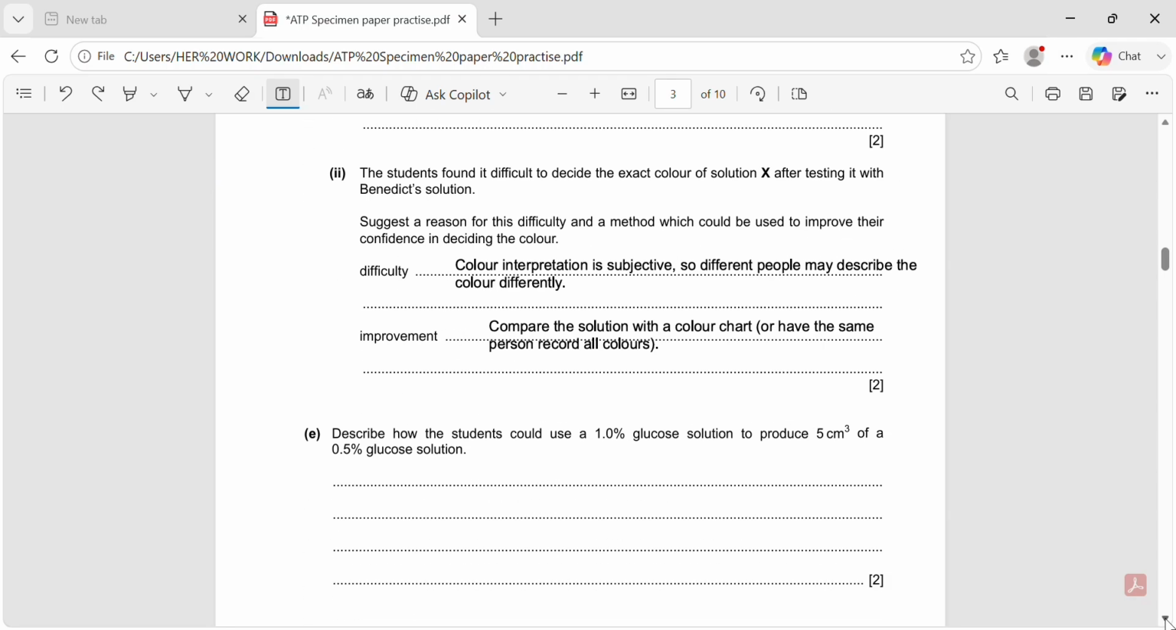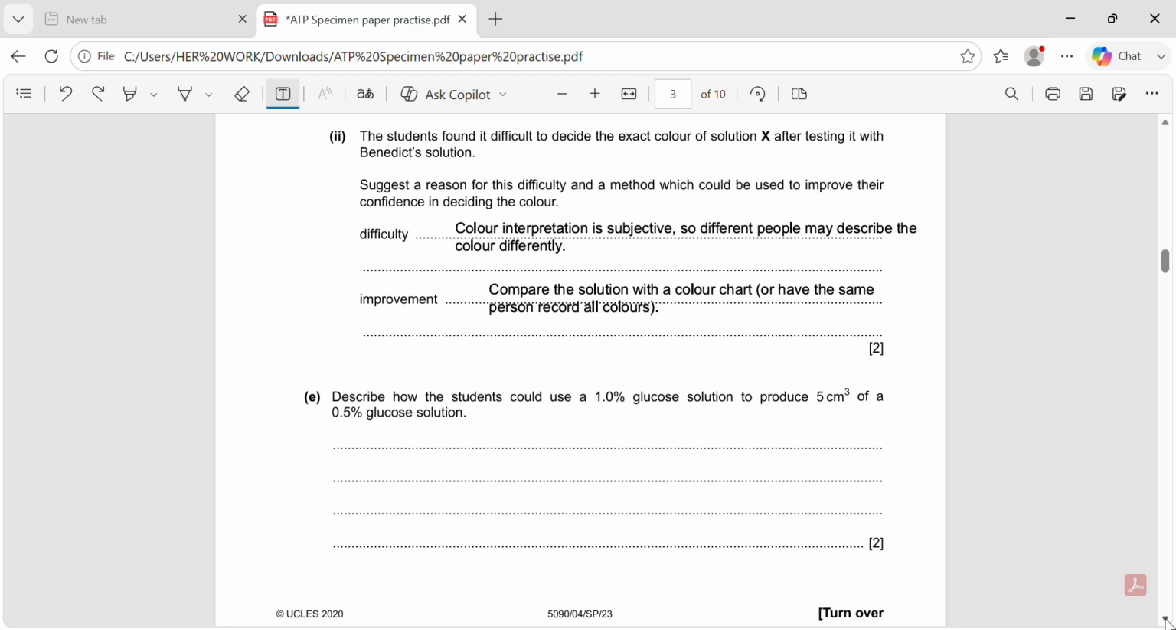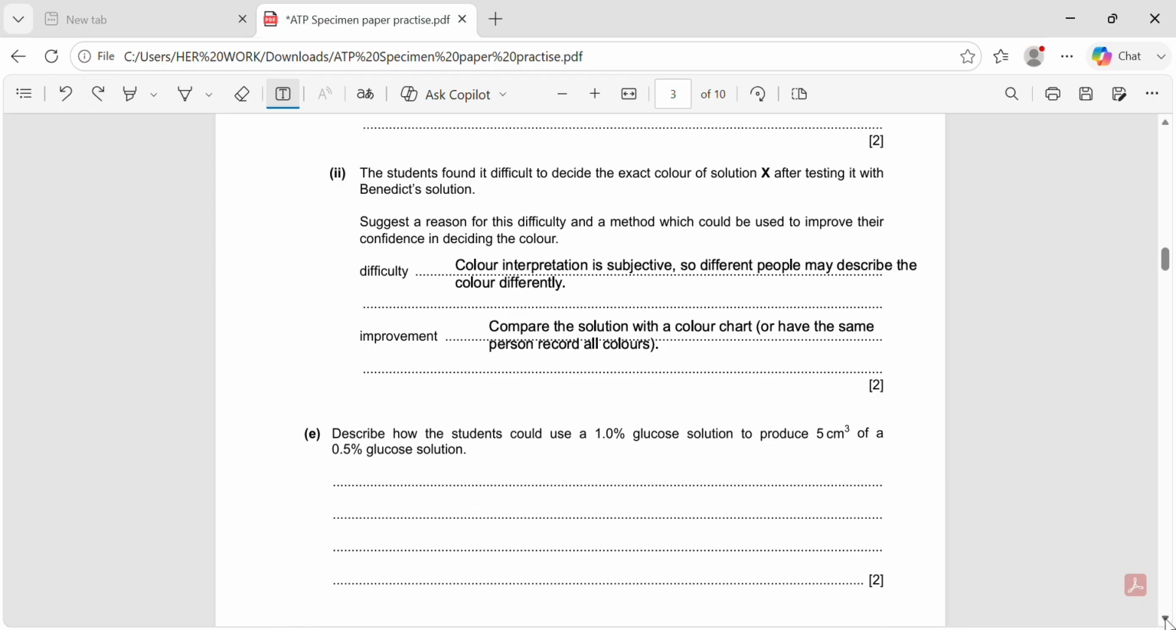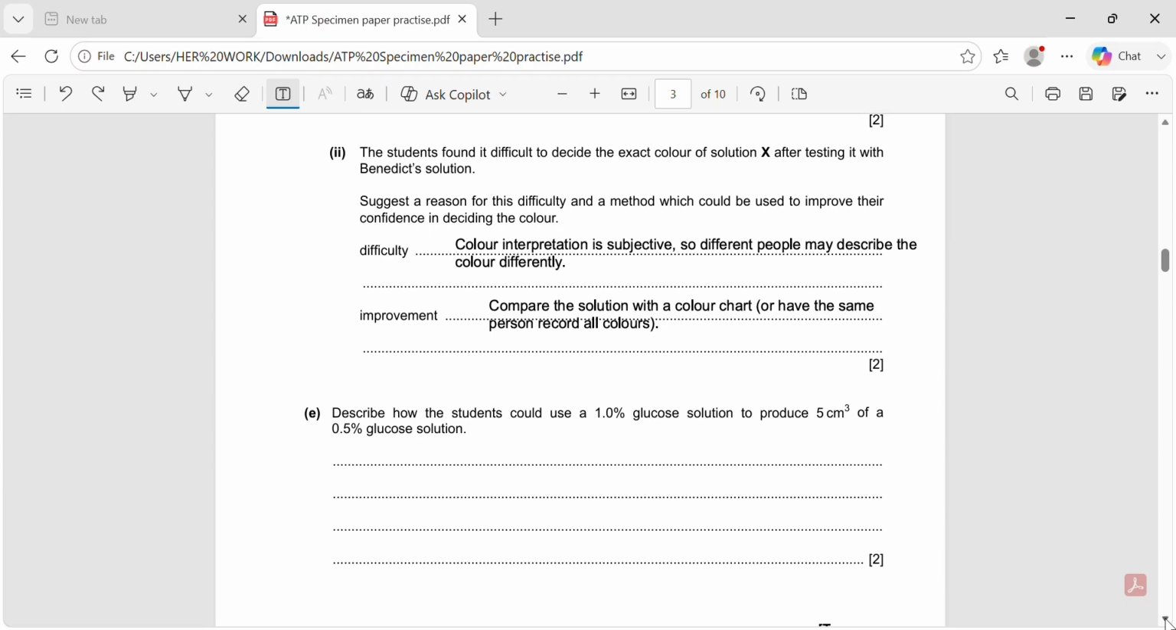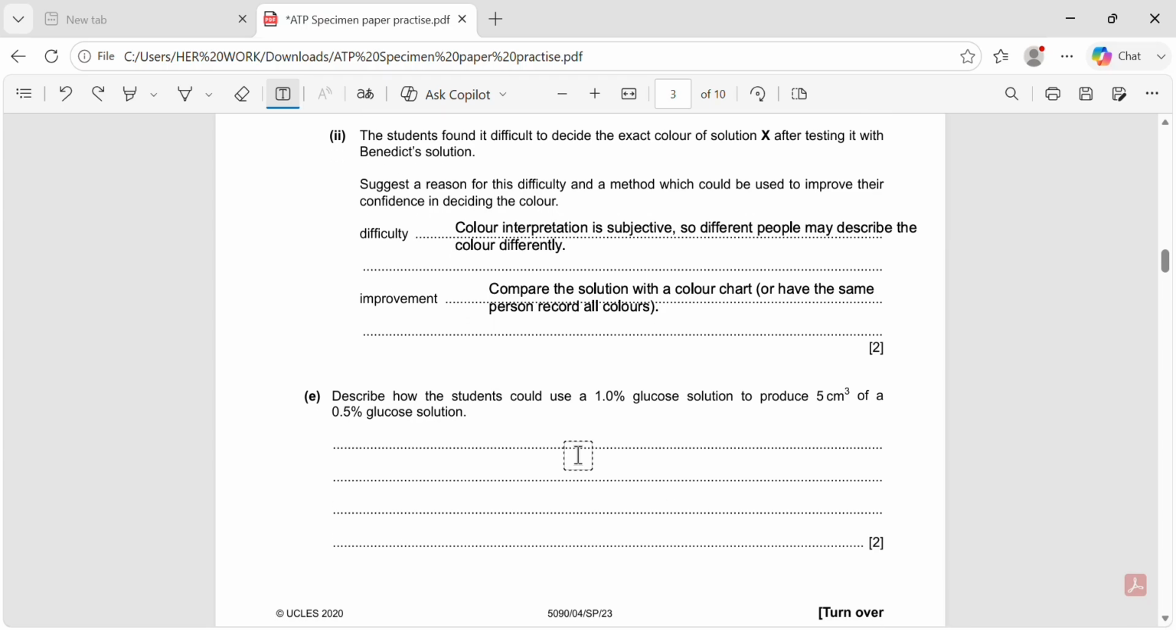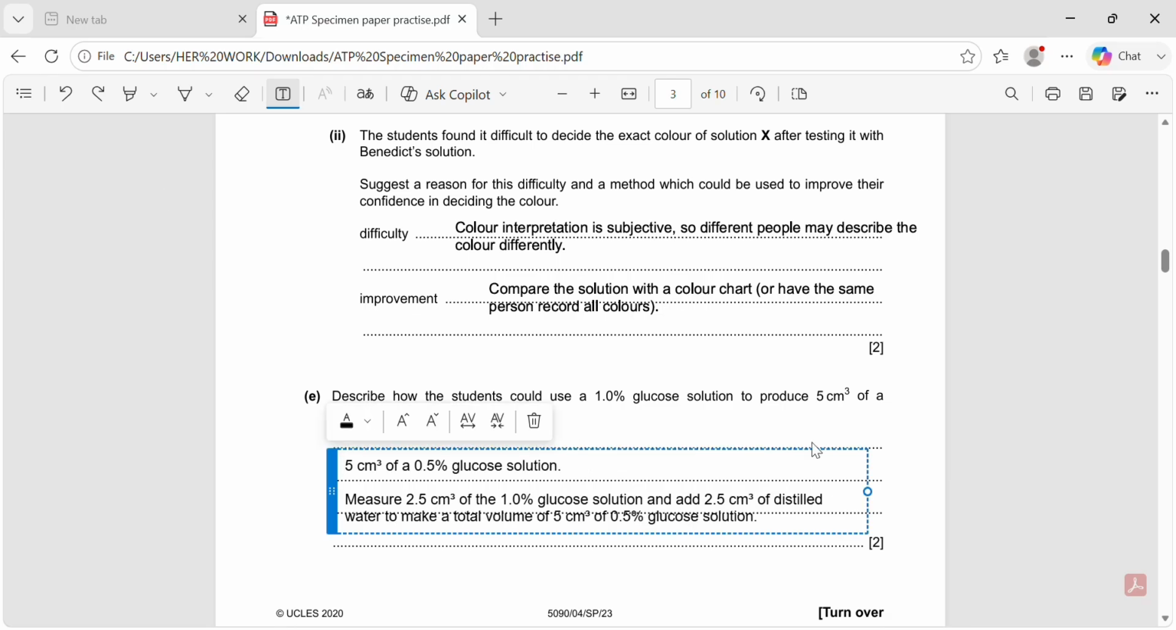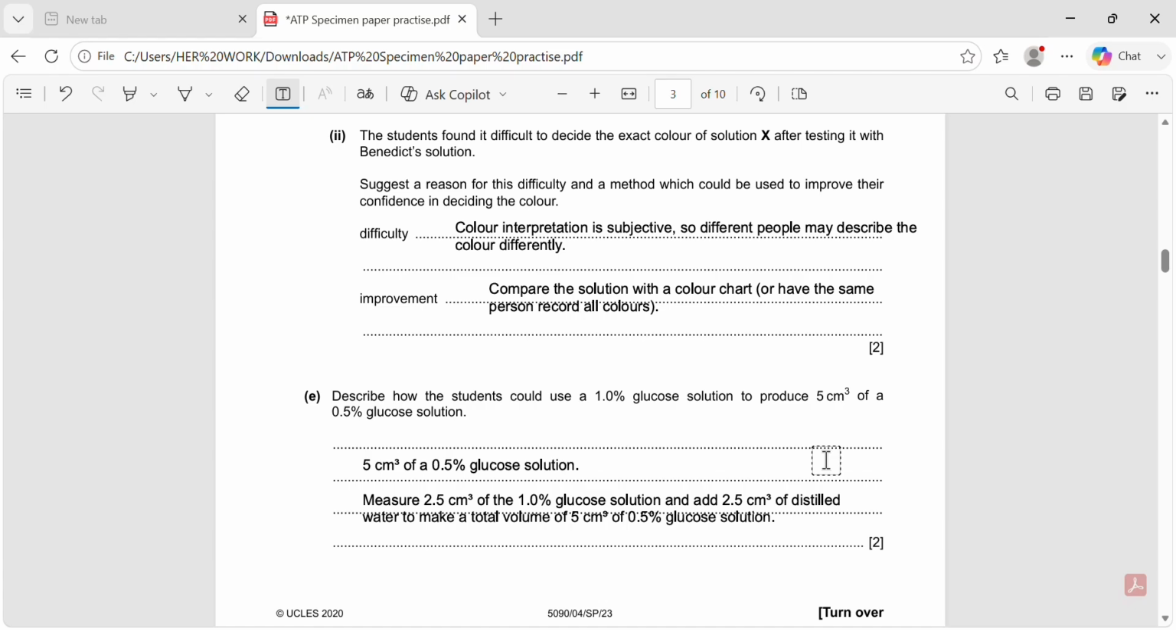The next question asks, describe how the students could use a 1.0% glucose solution to produce 5 cubic centimeters of a 0.5% glucose solution. Since the required concentration is half of the original concentration, the solution should be diluted by mixing equal volumes of glucose solution and distilled water. So the answer we write is, measure 2.5 cubic centimeters of the 1.0% glucose solution and add 2.5 cubic centimeters of distilled water to make a total volume of 5 cubic centimeters of 0.5% glucose solution.